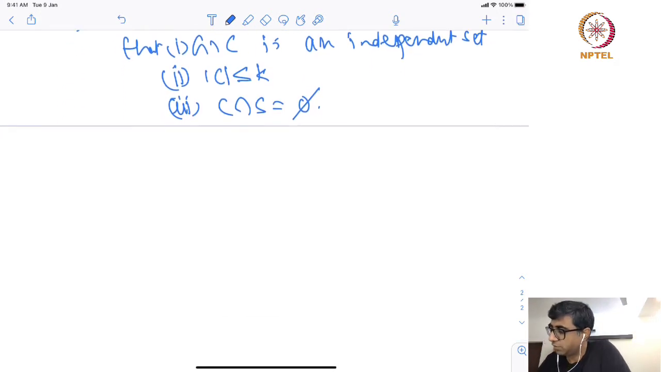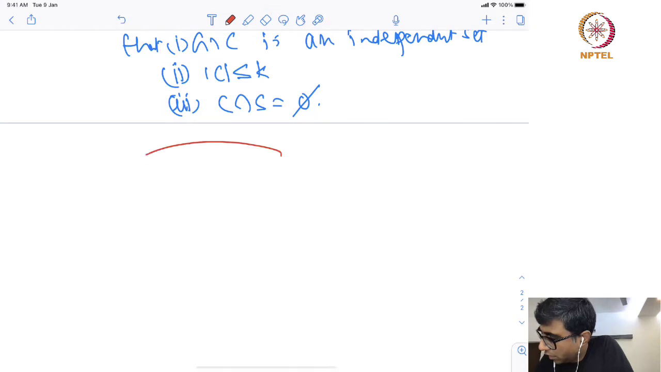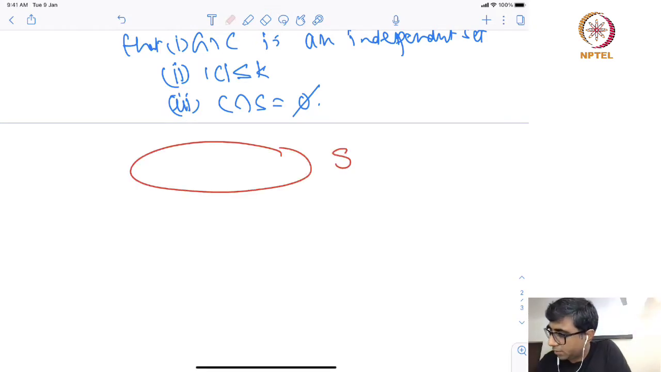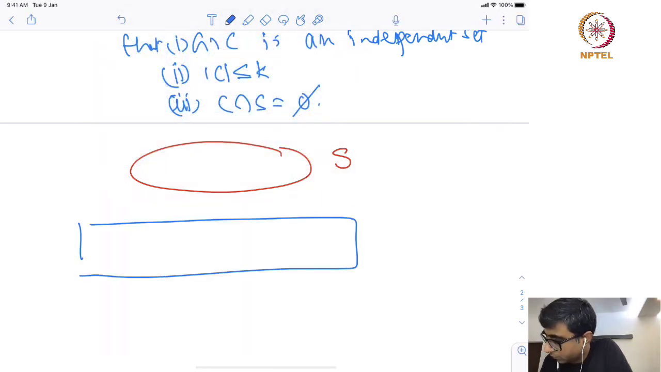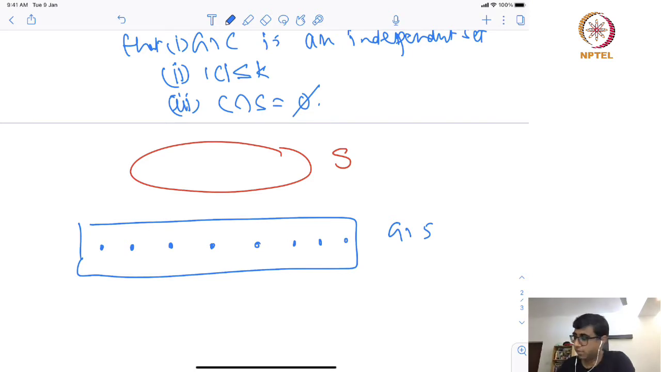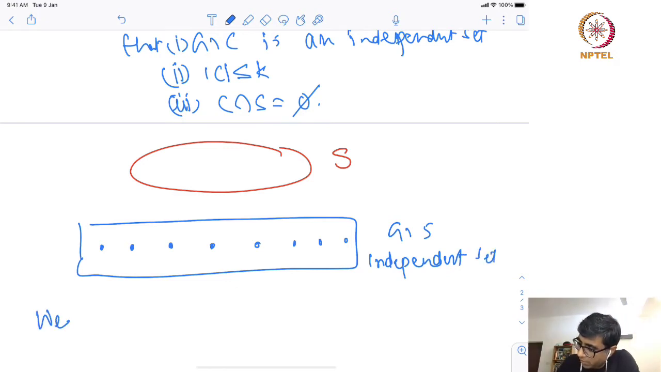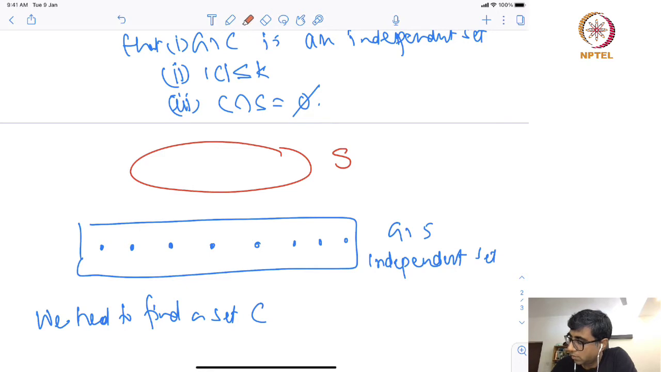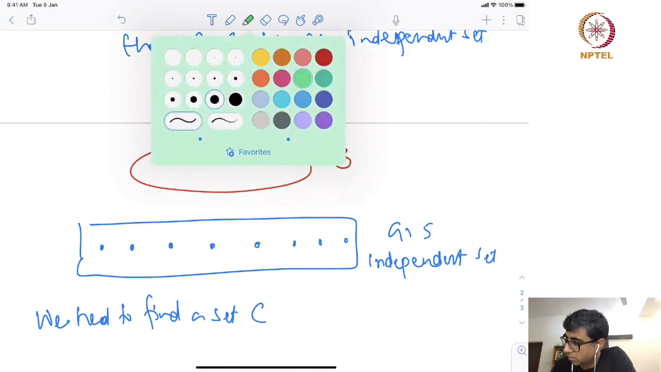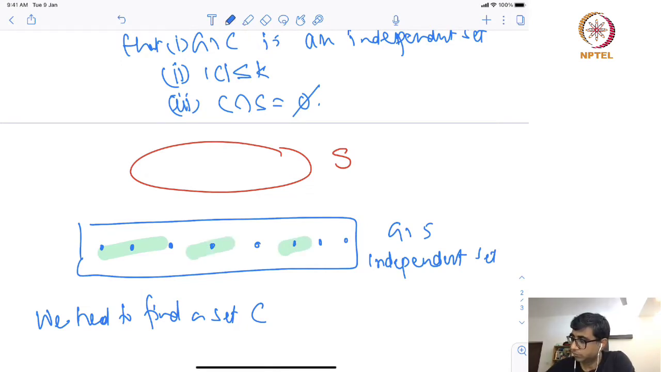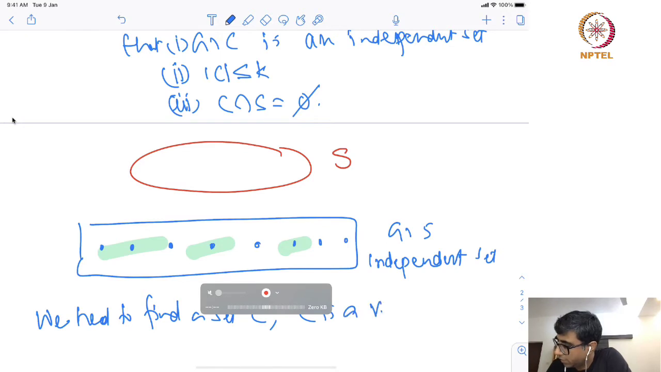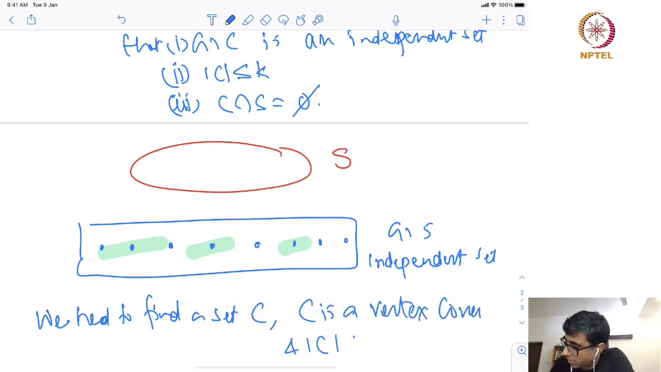Okay. So, look at what is given to us. Let us draw a picture. Here is S, and here is G minus S, which is an independent set, and we need to find a set C here, such that C is a vertex cover and |C| is at most k.